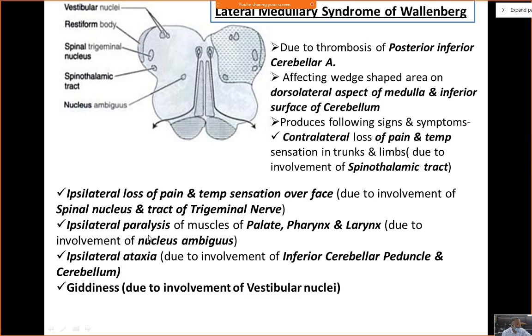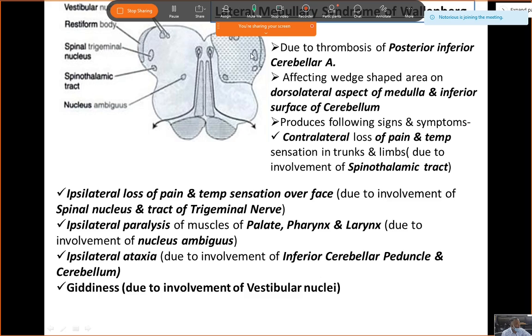Then ipsilateral ataxia, of the same side, due to involvement of the inferior cerebellar peduncle. The inferior cerebellar peduncle is actually on the posterolateral aspect. These are white matter, which is a connection between the medulla and the cerebellum. So what will happen? The cerebellum is mainly responsible for maintaining balance and muscle tone. So this will be lost on the same side.